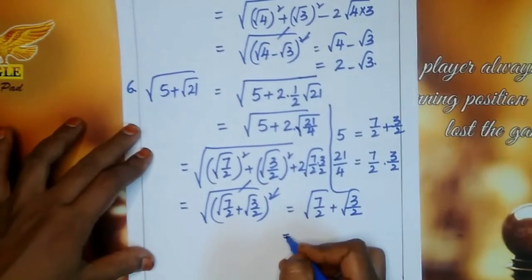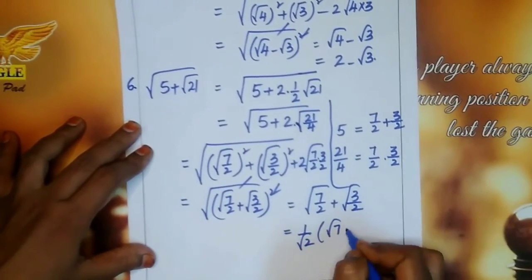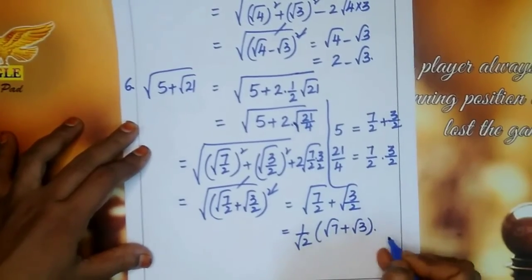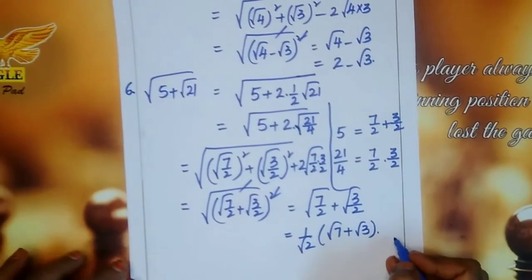You can again arrange like this. Bring this 1 by root 2 outside. Simply you will get 1 by root 2 into root 7 plus root 3 is the answer. So in this way we can find out, that means we can do simplification of radicals.